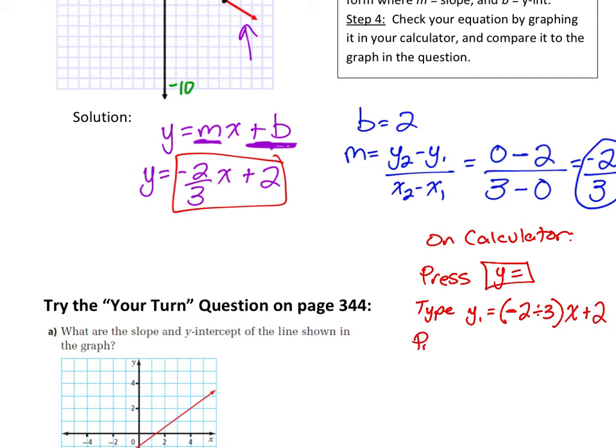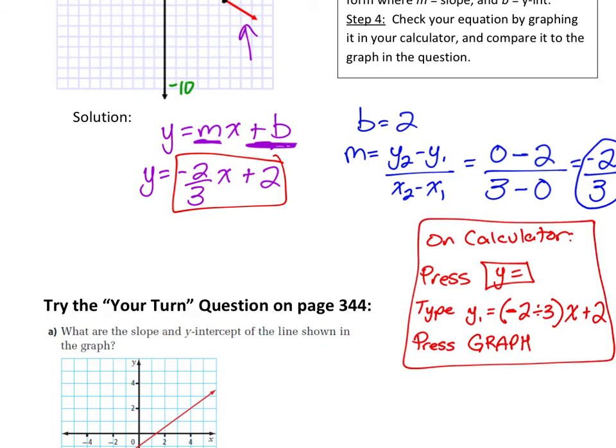Then you can press the graph button, which is under your screen on the top right, and it will bring up your window. Window settings will be 10 by 10 by negative 10 by negative 10. Window is just how much of the axis is showing on your screen, and your graph should look something like what we have above. Now that is a really quick version of how to graph on your calculator. We will be doing a lot more of that as we go along.